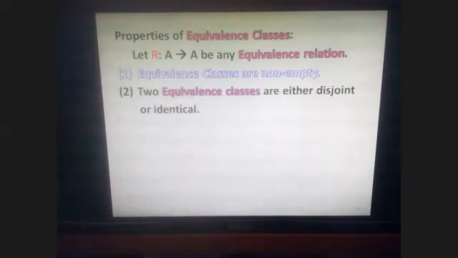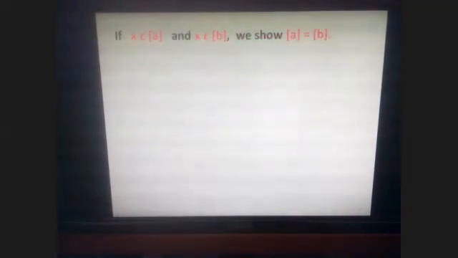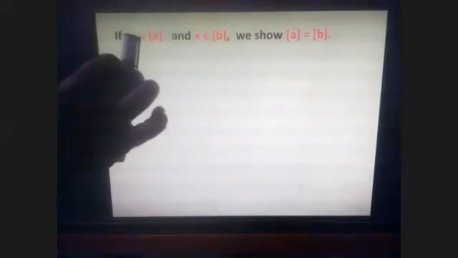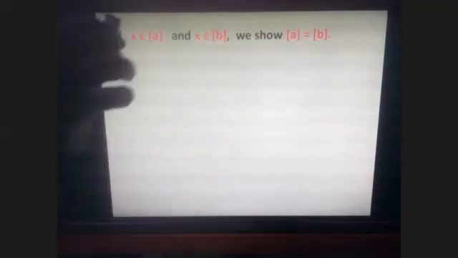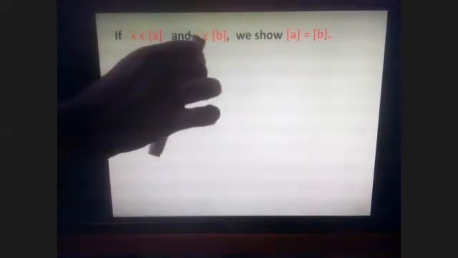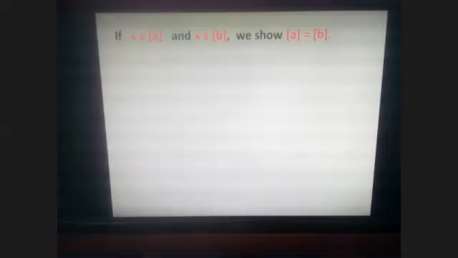Two equivalence classes are either disjoint or identical. It cannot happen that some elements are common in two equivalence classes. If one element is common, then both will be identical. It is again simple. Let me prove that. Let us take two equivalence classes, the equivalence class of a and of b, and suppose x is common to both. x is an element of [a], x is an element of [b]. We must show the equivalence class of a and the equivalence class of b are equal.